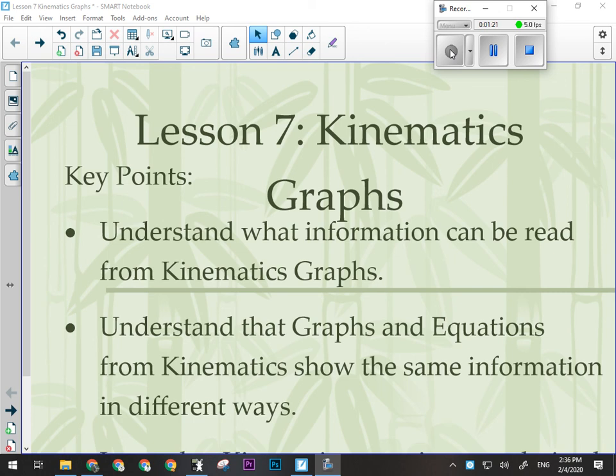So that's what we're going to look at. We've got to look at what information can be read from the graphs and how we do that, interpreting the graphs, and then looking at how graphs and the equations on our formula sheet actually come from the same place. Most of those equations are derived from the graphs that we're going to look at. So that's what we're going to look at today.